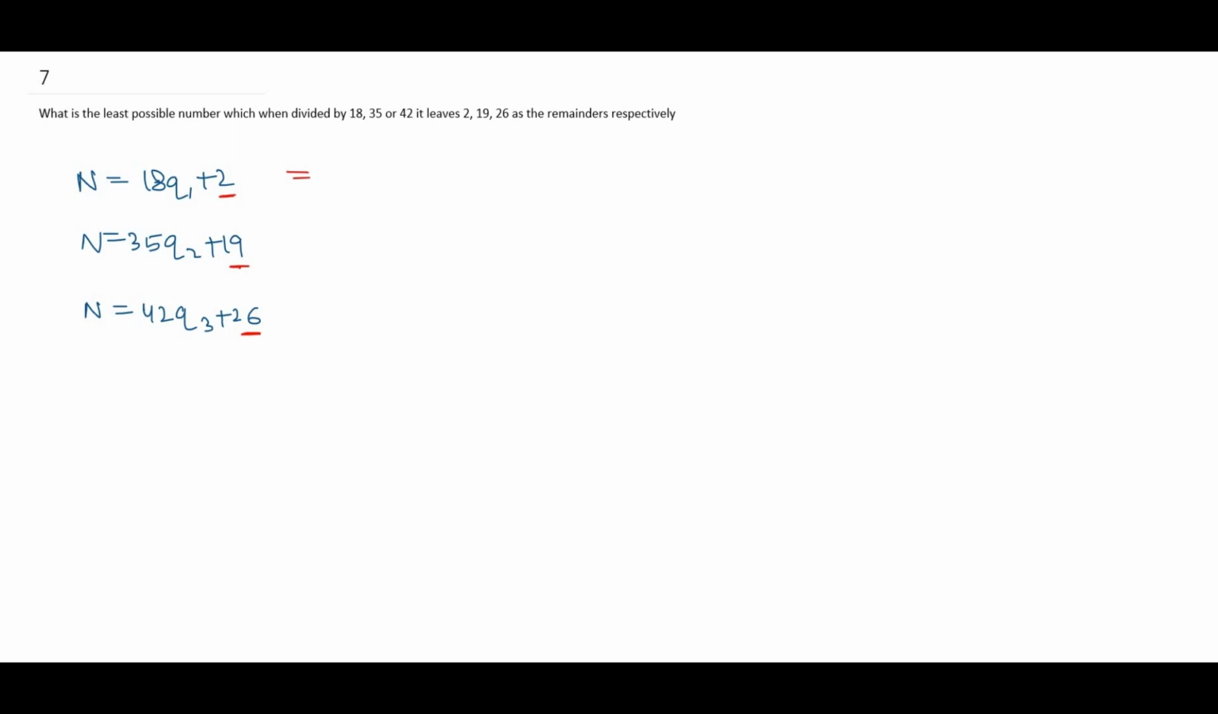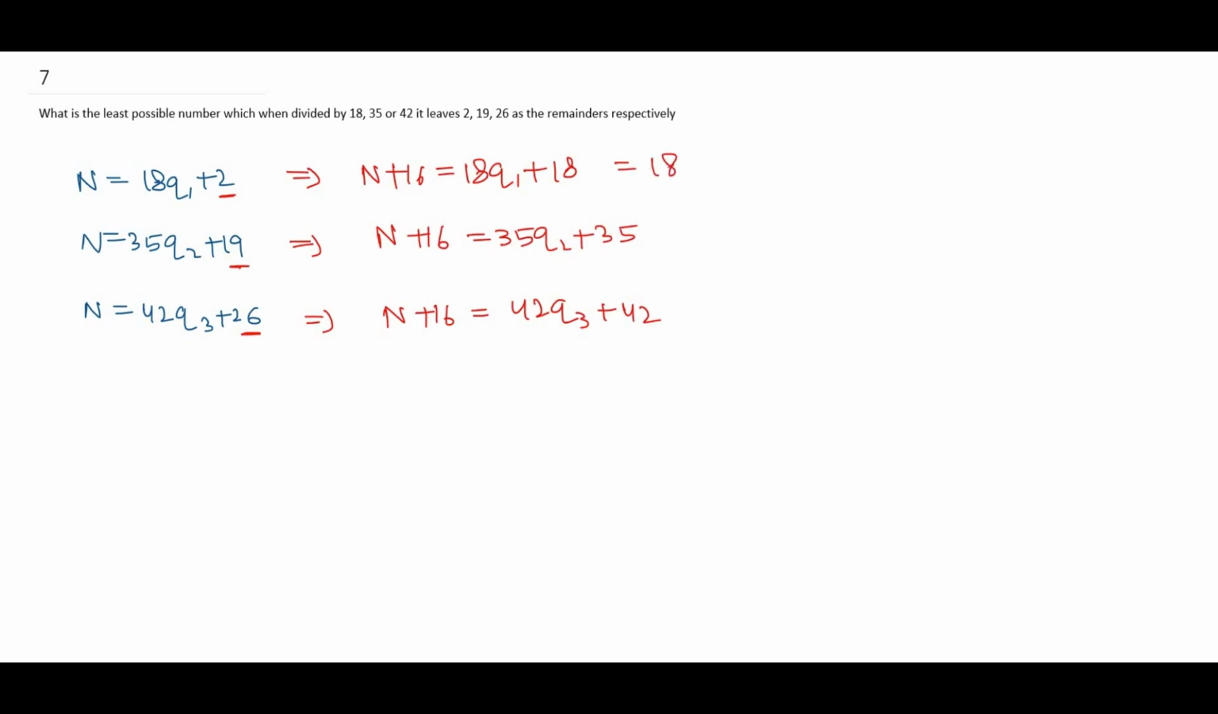So what I would do, I will make 18 over here, 35 over here and 42 over here. To make 18 here, I need to add 16. So I will get 18 Q1 plus 18. Here I will get again N plus 16 is equal to 35 Q2 plus 35. And here again N plus 16 is equal to 42 Q3 plus 42. And this will be equal to 18 times Q1 plus 1. This is equal to 35 times Q2 plus 1. And this is equal to 42 times Q3 plus 1.